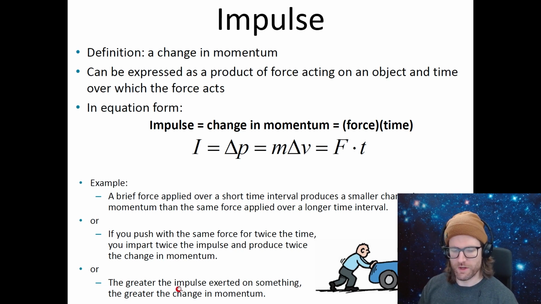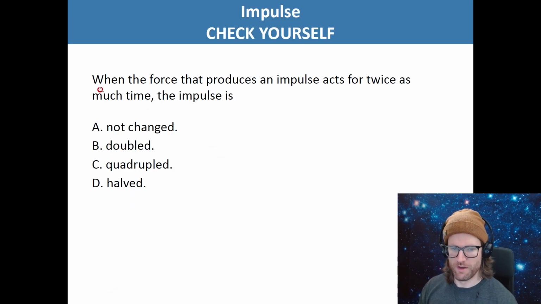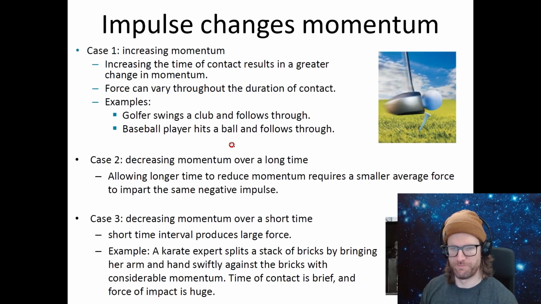And the greater the impulse exerted on something, the greater the change in momentum. I think that makes sense. Since impulse is change in momentum, the higher the impulse, the higher the change in momentum. Okay, when the force that produces an impulse acts for twice as much time, the impulse will be doubled. Okay, impulse changes momentum.